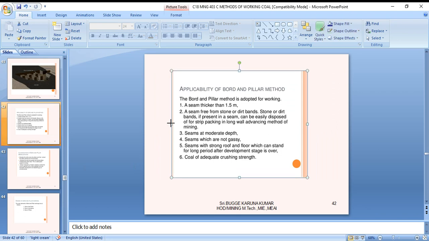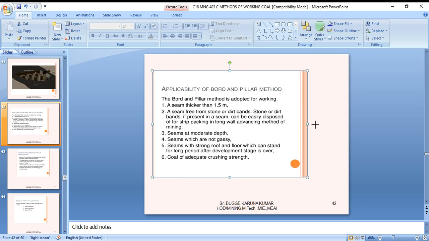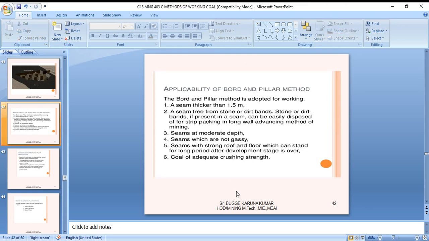Applicability of the board and pillar method. The board and pillar method is adopted for working a seam thicker than 1.5 meters. So the seam should be more than 1.5 meters for board and pillar, because the height and the stability of the pillar are important. Another condition is a seam free from stones or dirty bands. A dirty seam can be more easily worked by strip packing, longwall advancing or other mining methods.